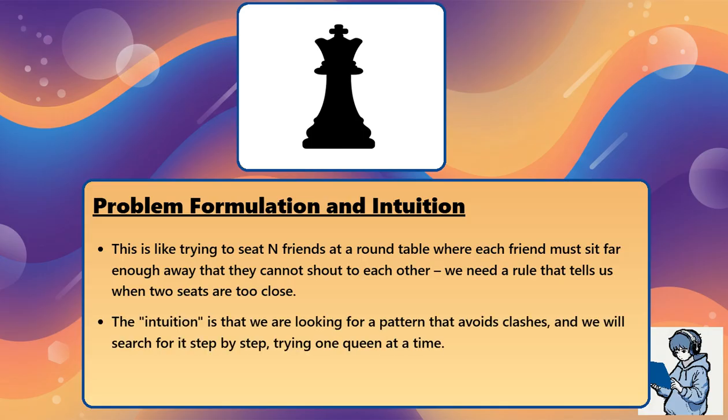The intuition is that we are looking for a pattern that avoids clashes, and we will search for it step by step, trying one queen at a time.